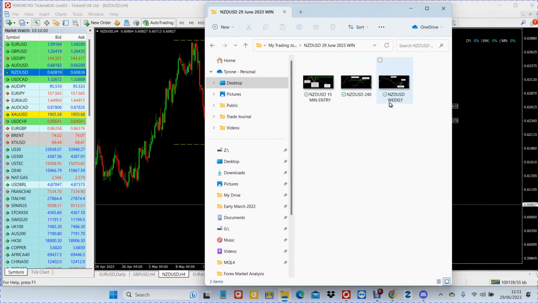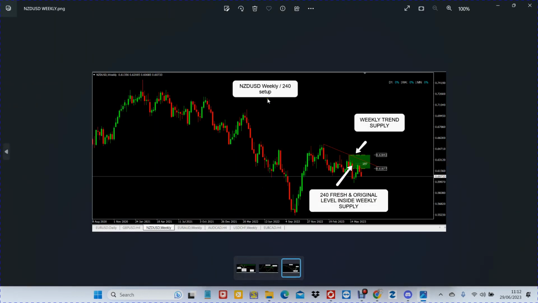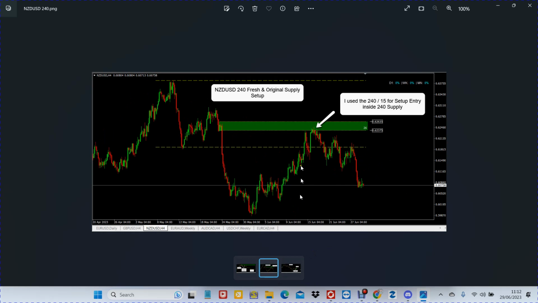So, basic New Zealand dollar. This was the setup. Weekly slash 240, which ended up being a 240 slash 15. So it was a weekly trend supply, respecting the trend line, respecting the supply, and I was looking for that 240 fresh and original level inside the weekly supply. So a little bit more advanced, but that's what I did.